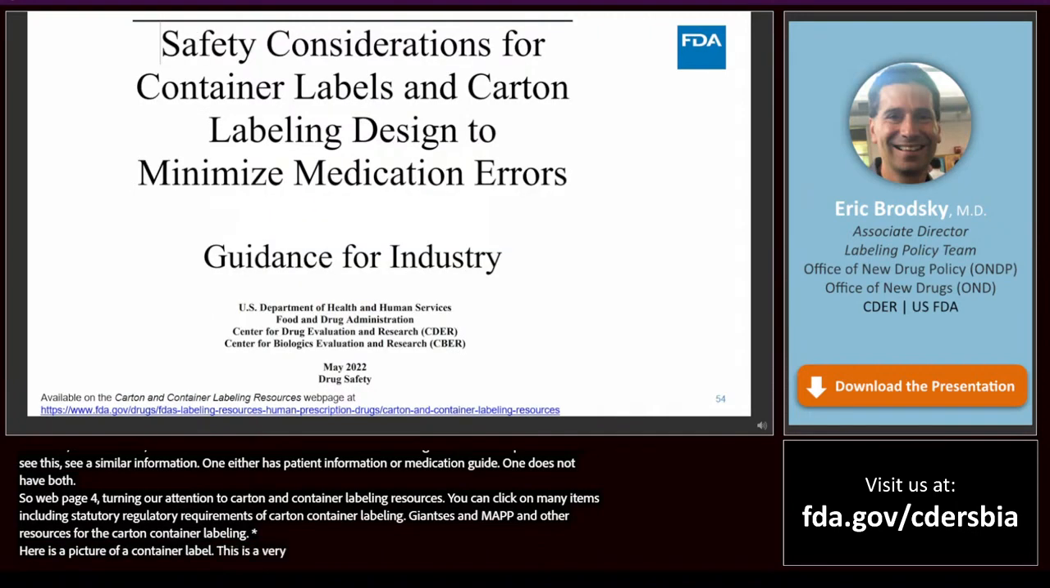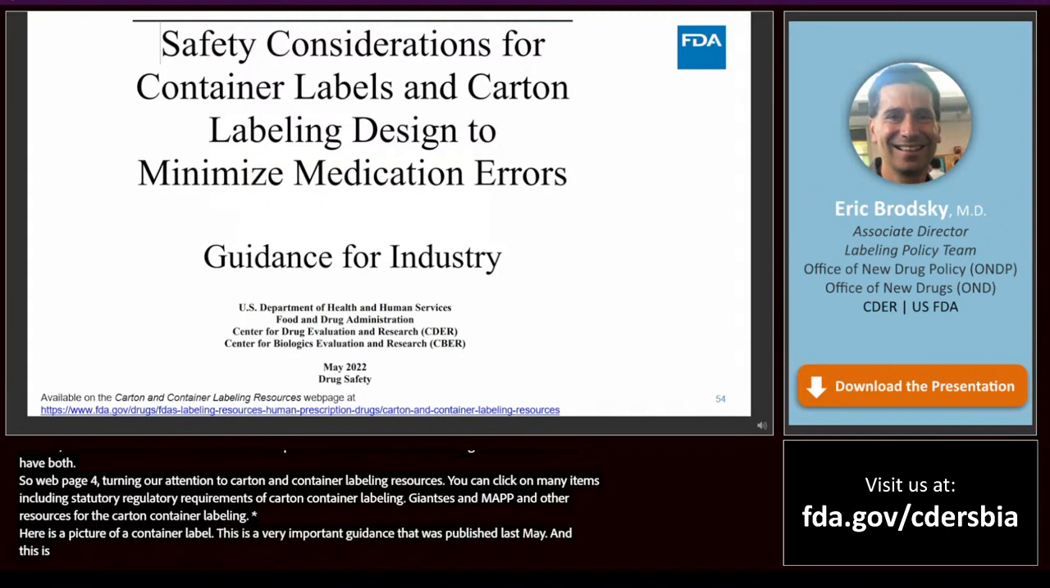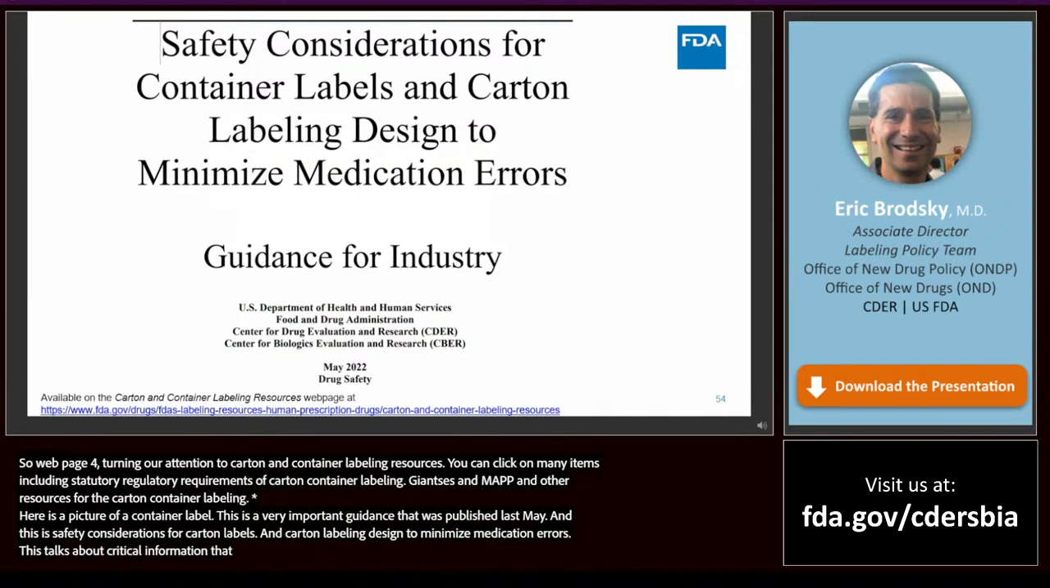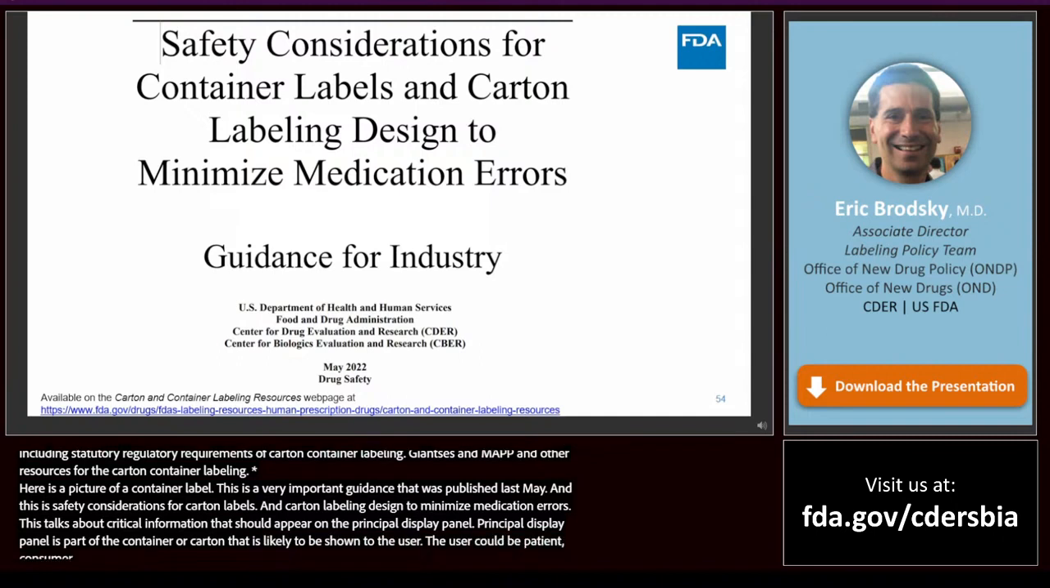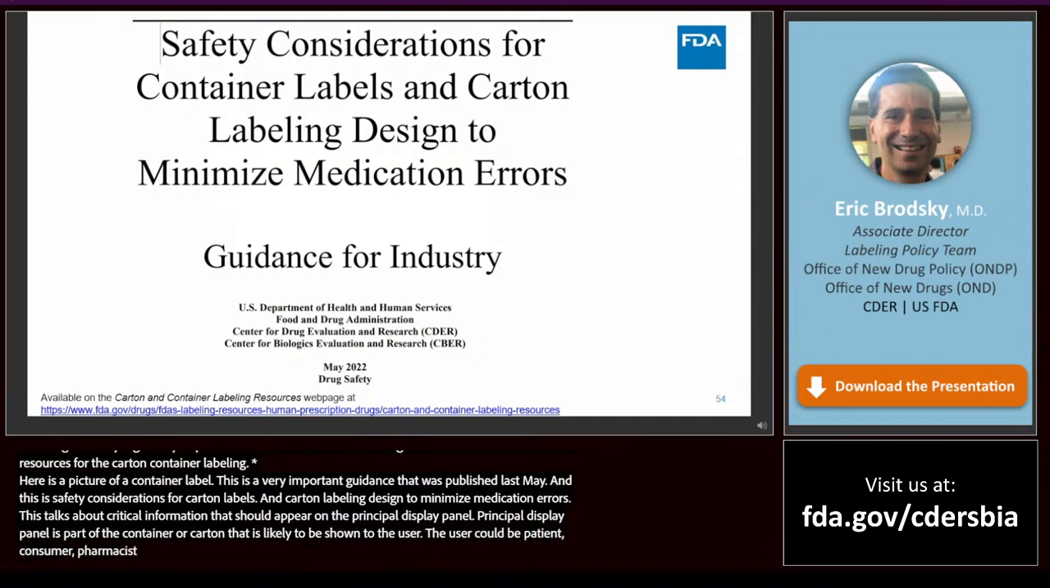This is a very important guidance that was published last May, and this is safety considerations for carton labels and carton labeling designed to minimize medication errors. So this guidance talks about critical information that should appear on the principal display panel. The principal display panel is the part of the container or carton that is likely to be shown to the user. The user could be the patient, consumer, the pharmacist, or the healthcare practitioner, the physician, nurse practitioner.